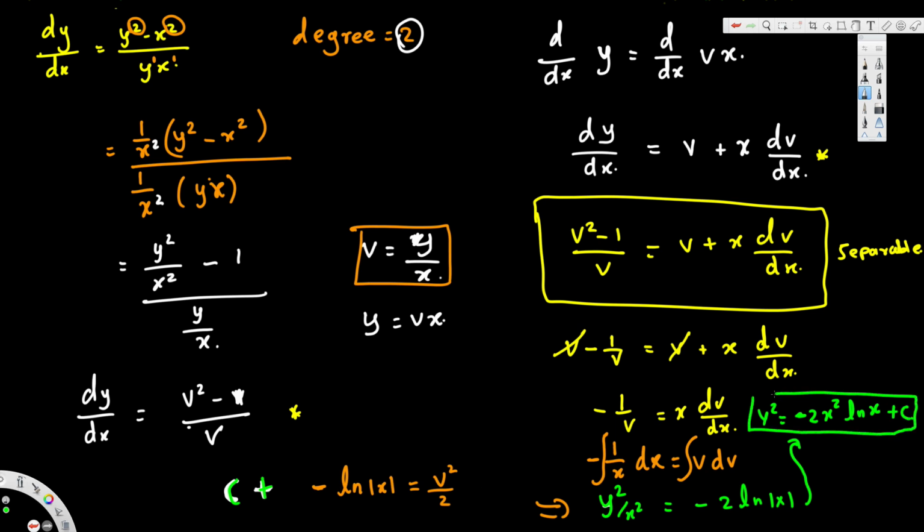That's it, right? And if they ask for y, just take the square root of all of this. But since we have a negative, we cannot do that. We can just leave it as it is. This is going to be our final solution for this differential equation.